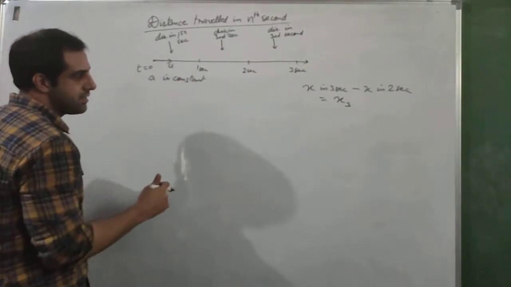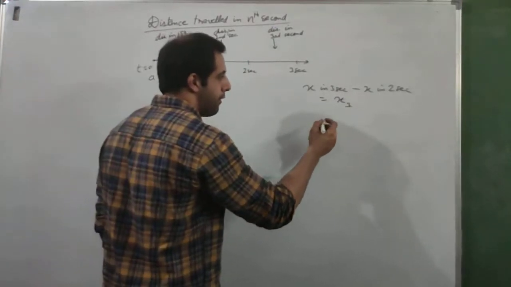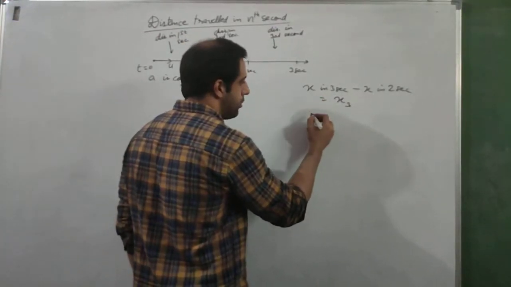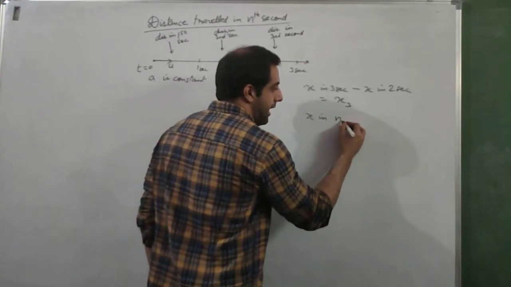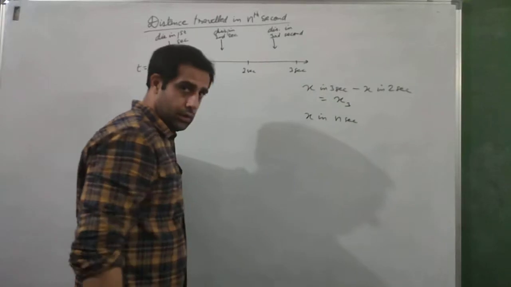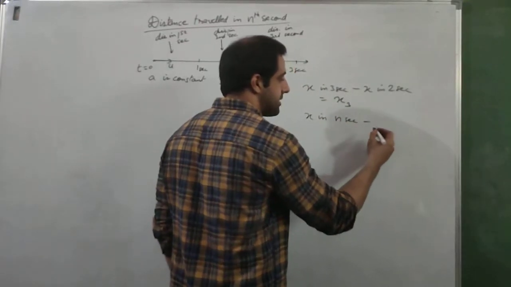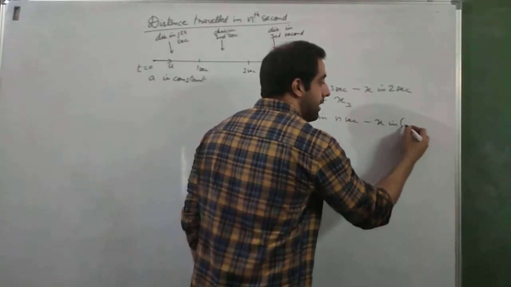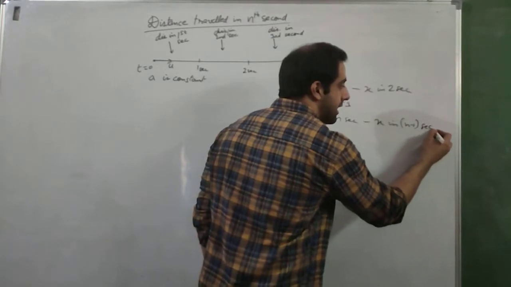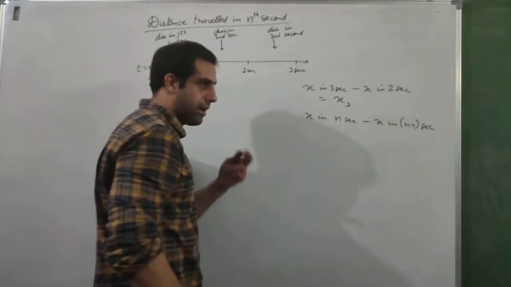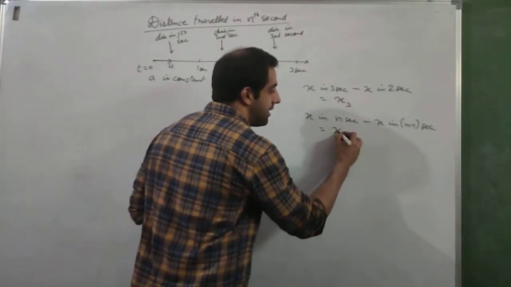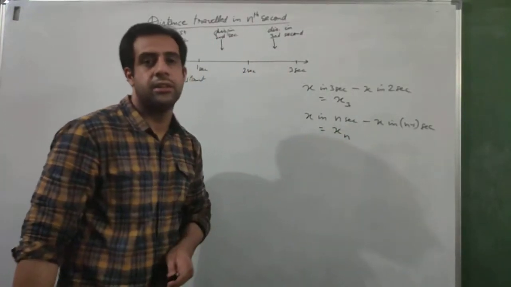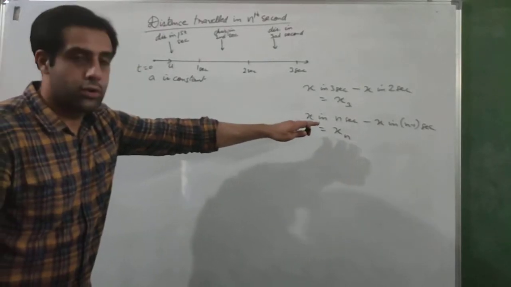So to generalize this, if I do the following operation: distance traveled in n seconds, the complete journey, minus distance traveled in n minus 1 seconds, like 3 seconds minus 2 seconds, what will I get? I will get the distance traveled in the nth second. Okay, so we are going to use this.